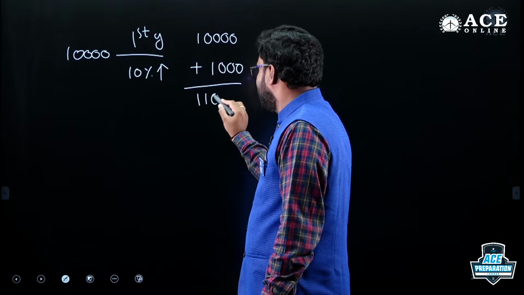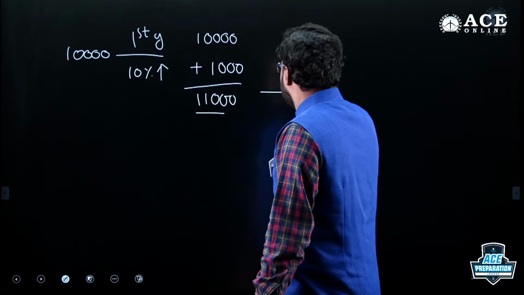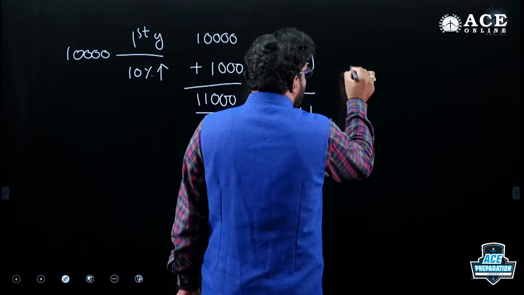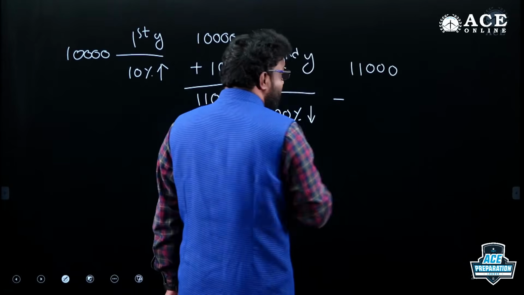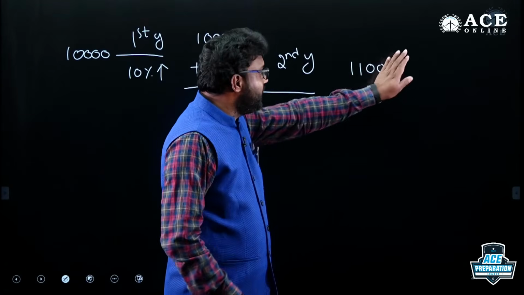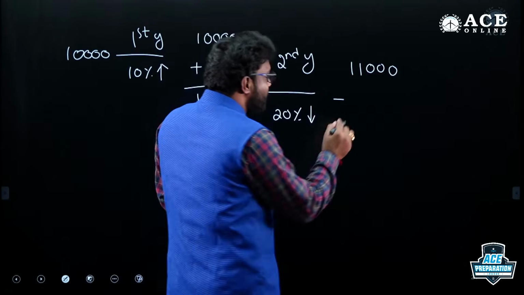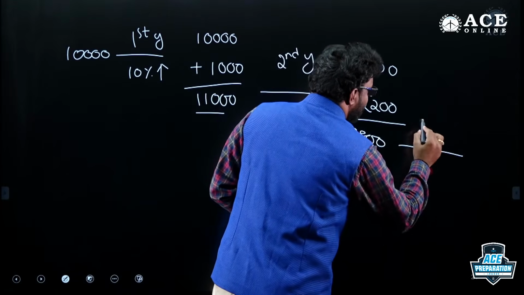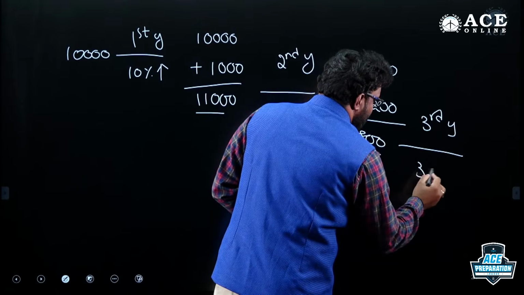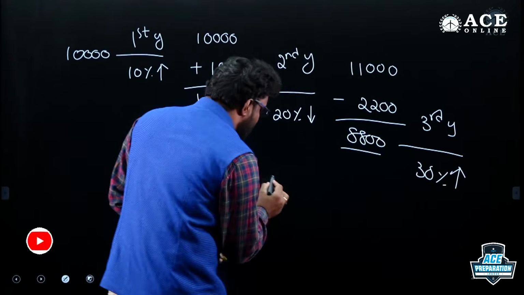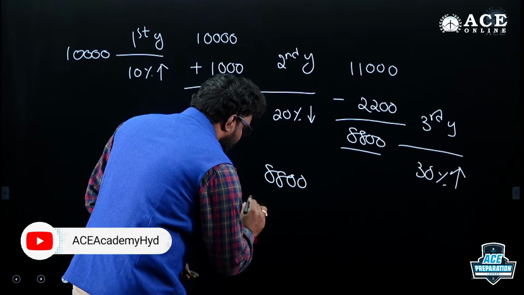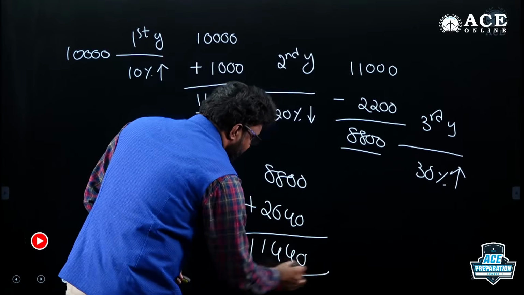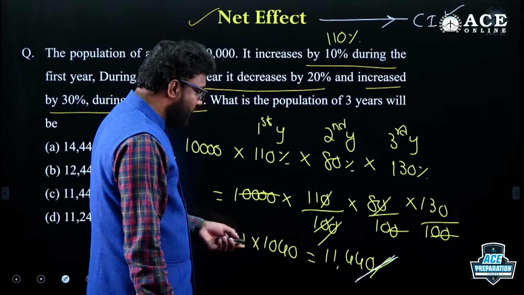We got 11,000 here. Second year, 20% decrease. What is 10% for 11,000 just now? 10% for 11,000. 10% means divide by 10. For 11,000, 10% means 1,100. 20% means 2,200. So it becomes 8,800. Now third year, 30% increase. For 8,800, my dear friends, 10% is 880. 30% means 2,640. We have to multiply with 8, which is 11,440. Same thing what you got in previous, okay, same thing we got.